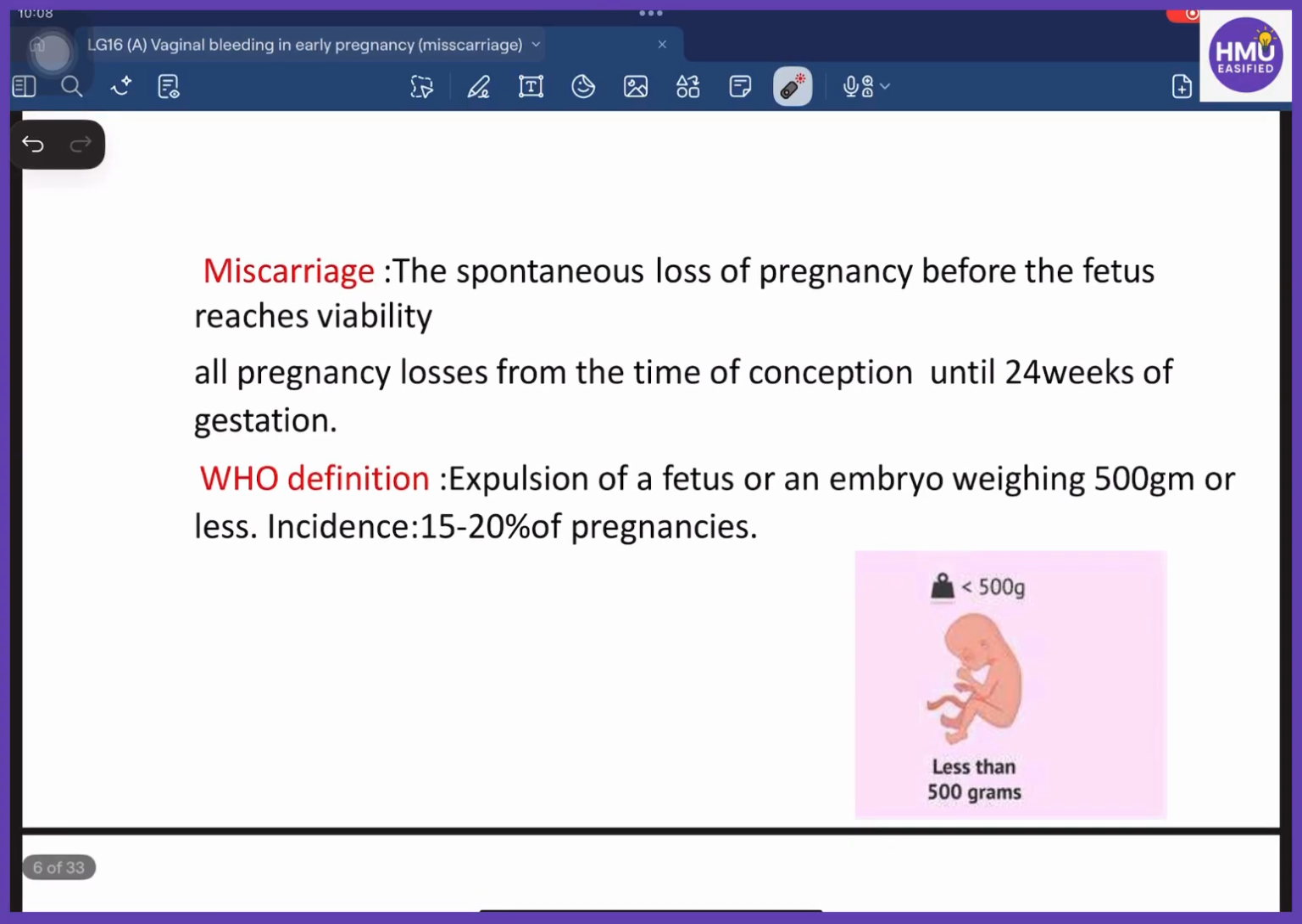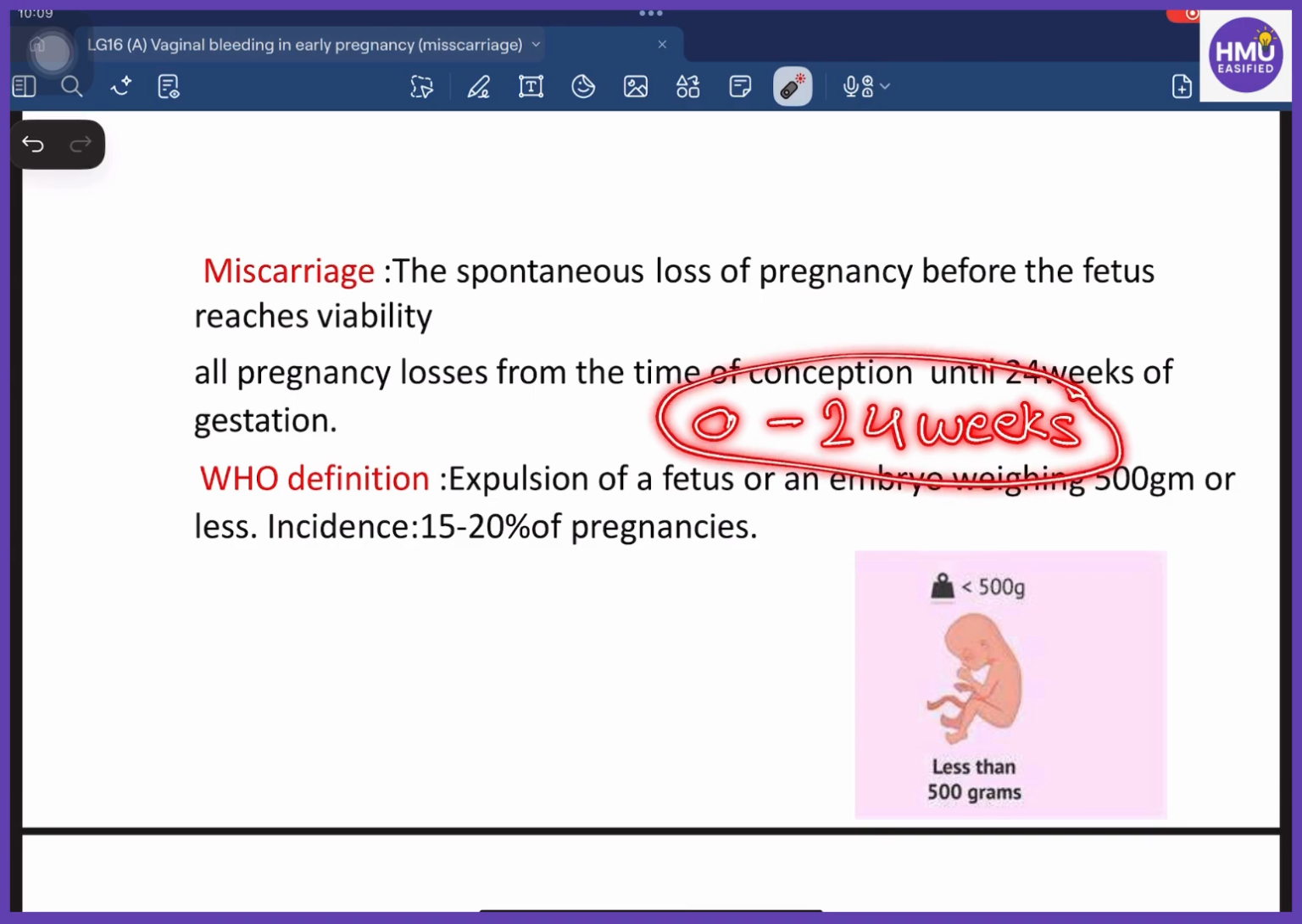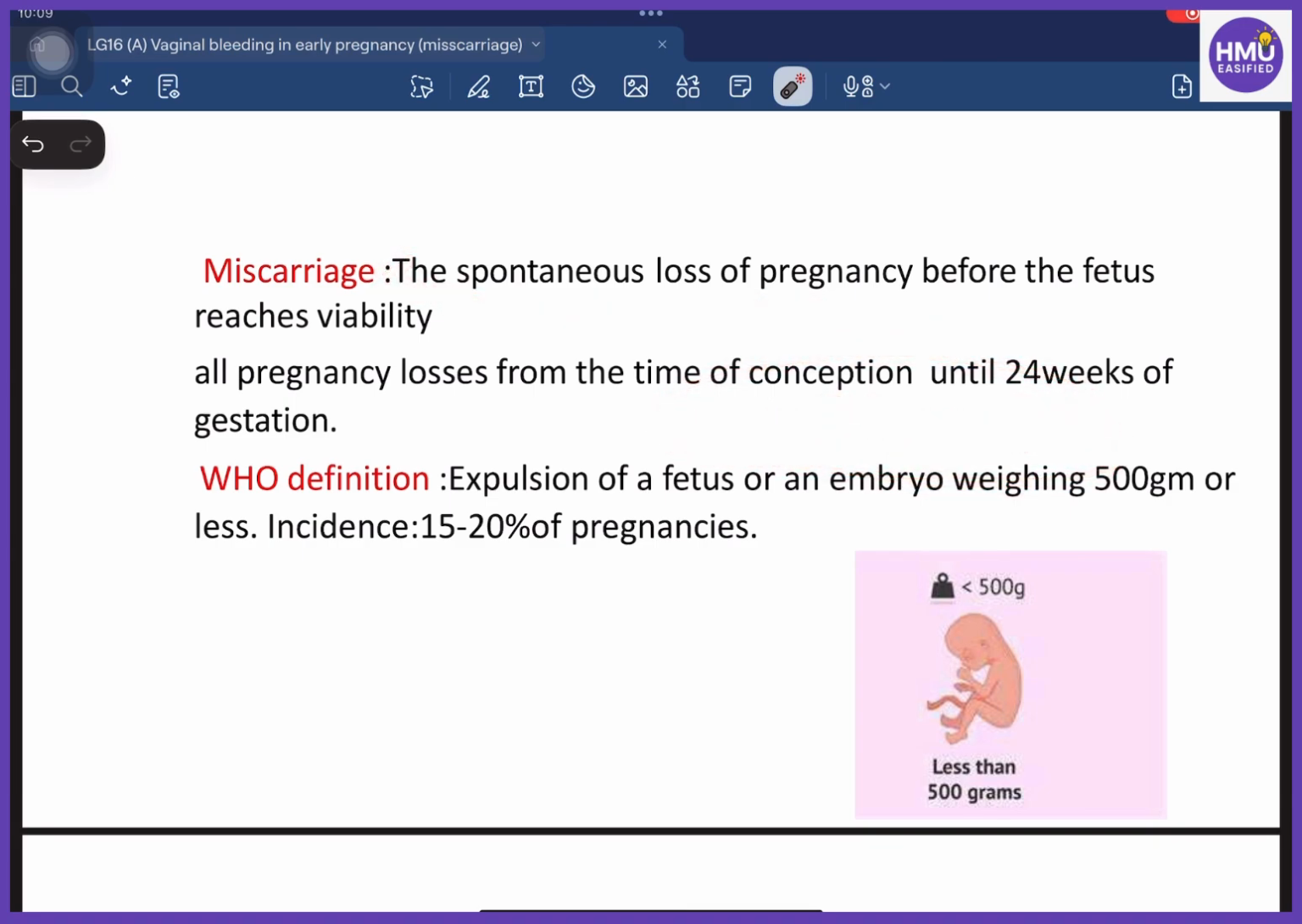In miscarriage, what is it? It's the spontaneous loss of pregnancy before the fetus reaches viability, which is from the time of conception until 24 weeks of gestation. So from the time of conception until 24 weeks, if any lady loses her baby, then that's miscarriage.